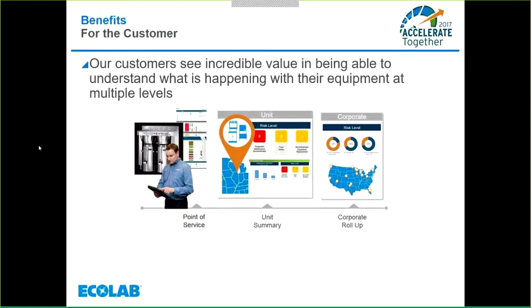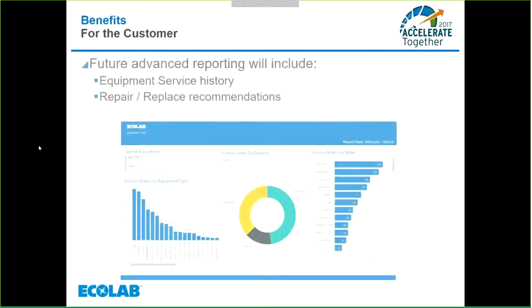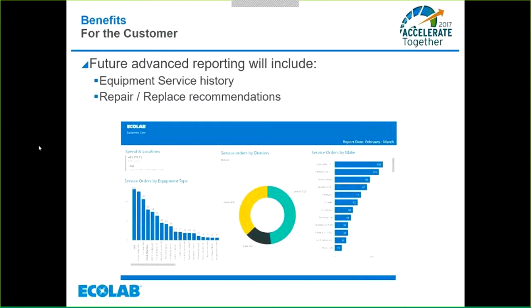Benefits for the customer. Our customers see incredible value in being able to understand what is happening with their equipment at multiple levels, at the point of service, at the unit summary, and in the corporate roll-up. And asset tags connect all of this information together easily and accurately. Future advanced reporting will include an equipment service history and repair-replace recommendations.